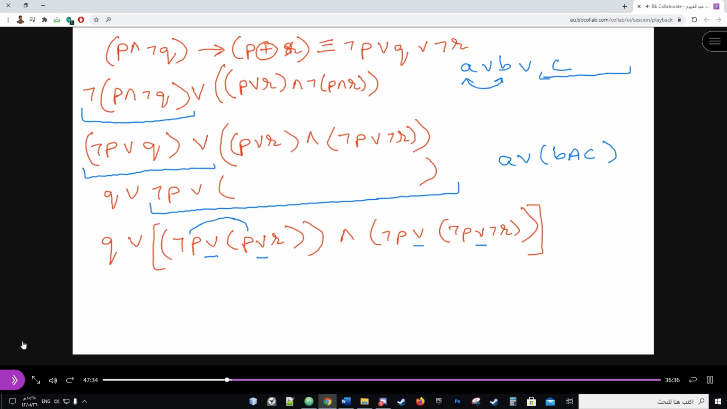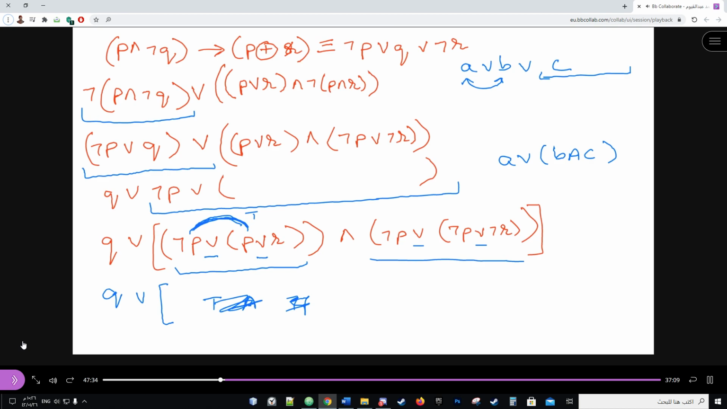Okay, so let's look at this. So we have Q or. Now we have not P or P, which is always true. True or something is true. So this whole expression evaluates as true. So we have true and something. True and something is something. So this whole expression again evaluates to this portion.